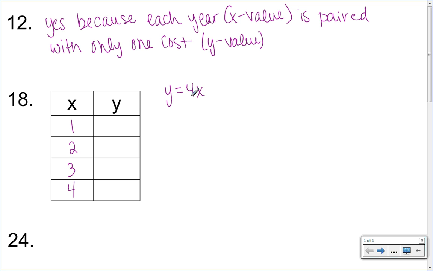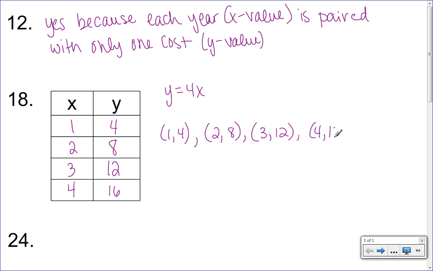So when x is 1, we have 4 times 1 is 4, so y is 4. When x is 2, 4 times 2 is 8. When x is 3, 4 times 3 is 12. And when x is 4, 4 times 4 is 16. And as ordered pairs, that would be (1, 4), (2, 8), (3, 12), and (4, 16).